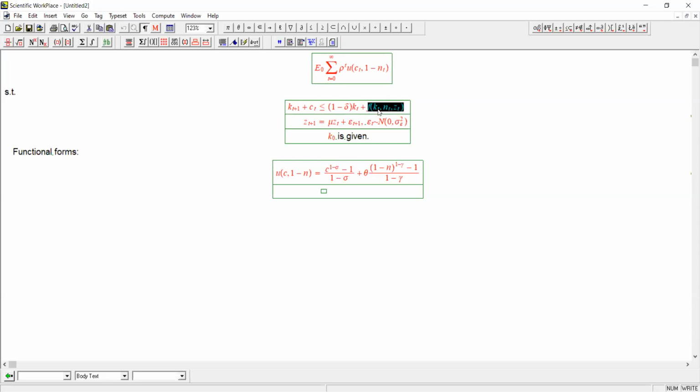Next, the production function. We're going to set a production function equal to e to the z times the typical Cobb-Douglas form, so k to the alpha and n to the 1 minus alpha. So that's it. We now have everything we need to proceed. The next thing we need to do is to write down our necessary conditions for an optimum.